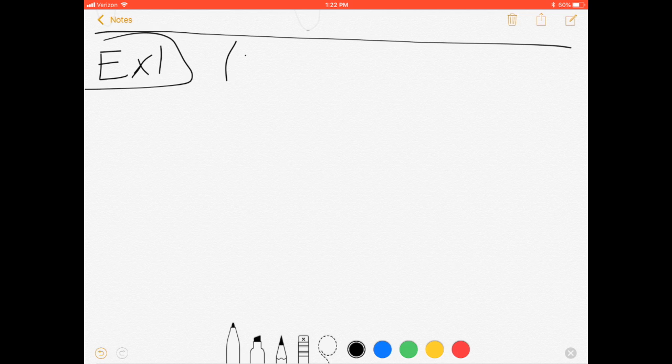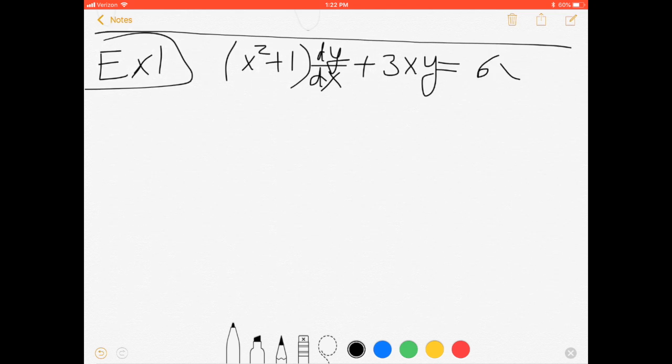Let's go, we have (x squared plus 1) dy/dx plus 3xy equals 6x. This equation looks like a linear equation, but we need to work a little bit with this equation. Okay, write the standard form.